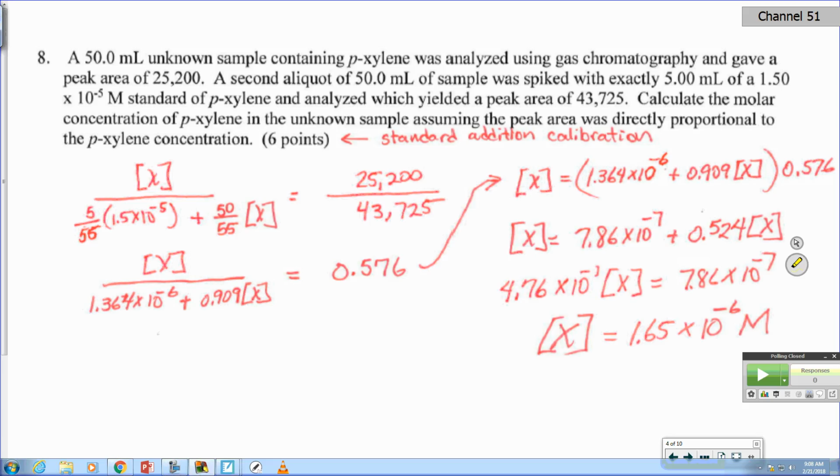So I gave you number 8. I tell you that you've got a 5 ml sample that has paraxylene. It's analyzed using gas chromatography, and it gave you a certain signal. I tell you, this is your unknown. You took another 50 mL of that sample, and you spiked it. You added exactly 5 mL of a known concentration of standard of the same stuff to it, and you reanalyzed it, and it gave you this new signal. So I want to know what's the concentration in the original sample.